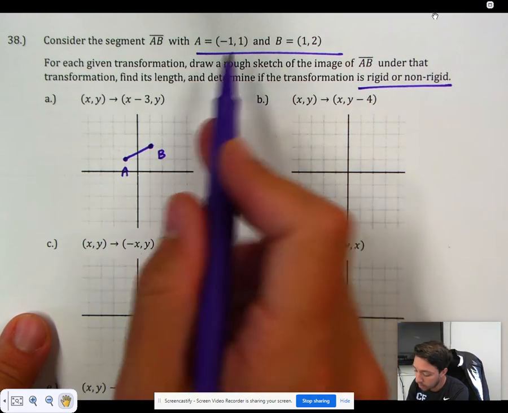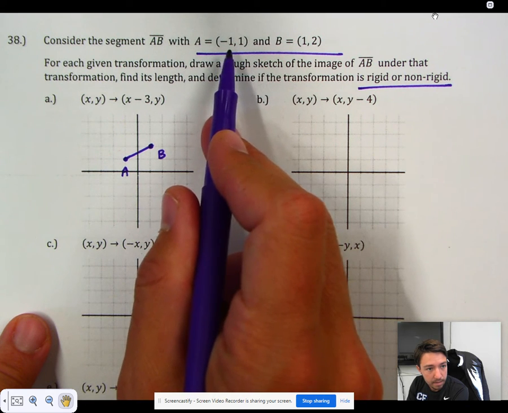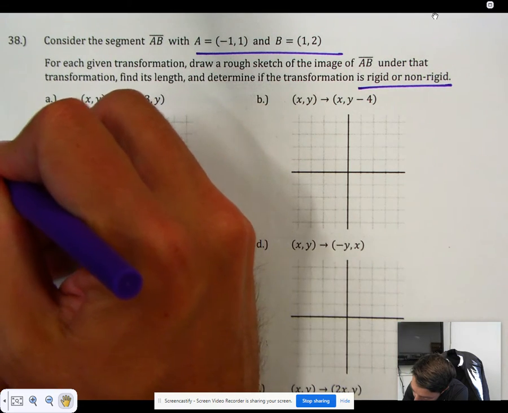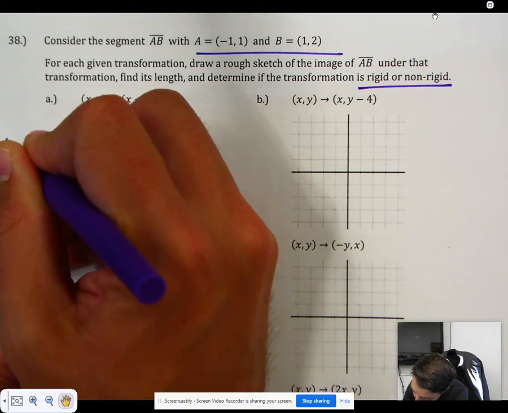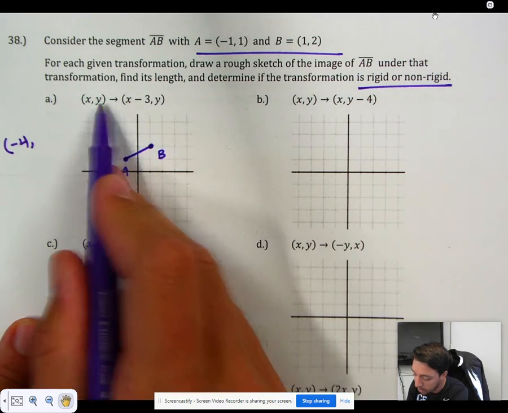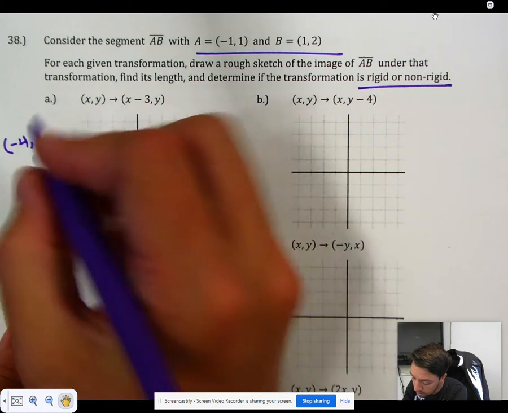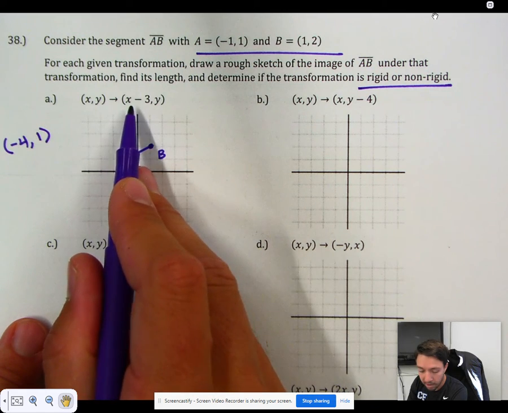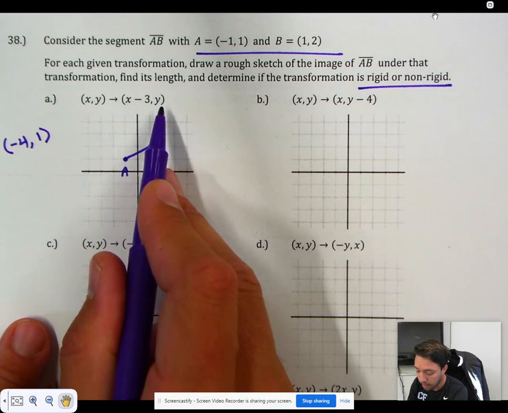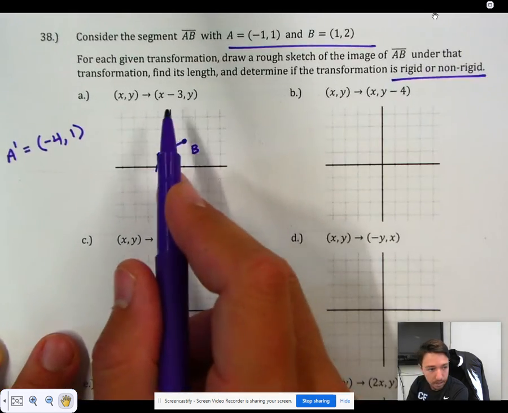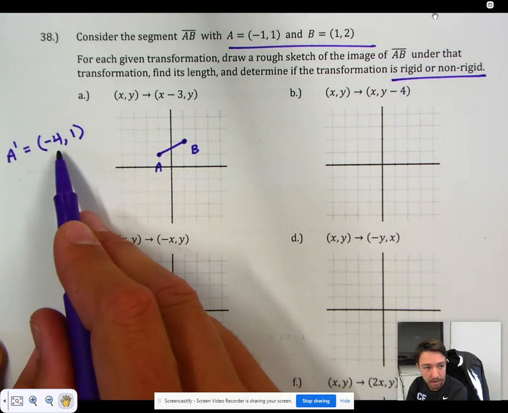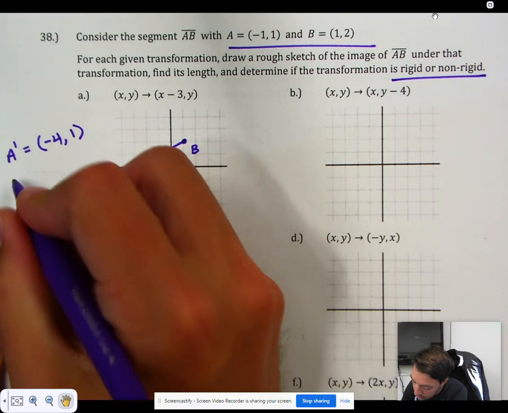Okay. So if we subtract 3 from this x value, I would get -4. So my A prime would be -4. Notice the y value doesn't get changed. So this transformation says subtract 3 from the x value of your point and don't do anything to the y value. So I used to have the point -1, 1. I subtracted 3 from the x value, and now I have -4, 1.